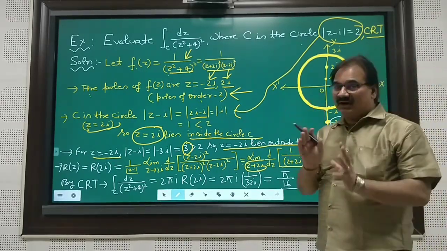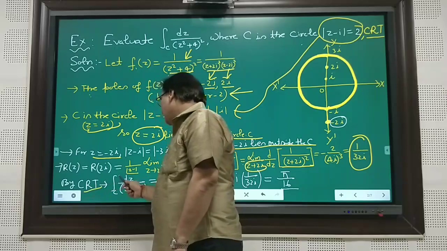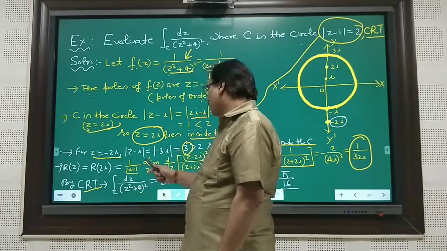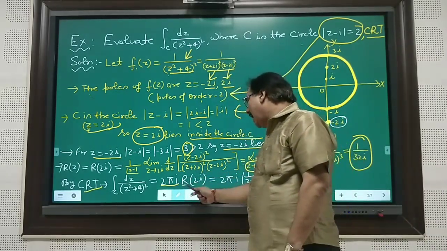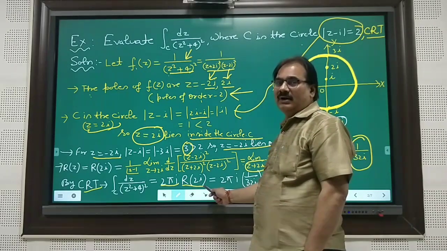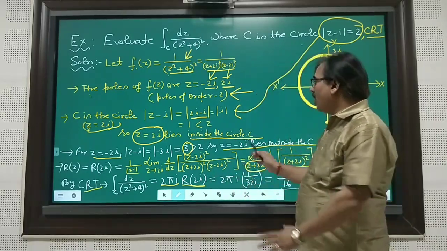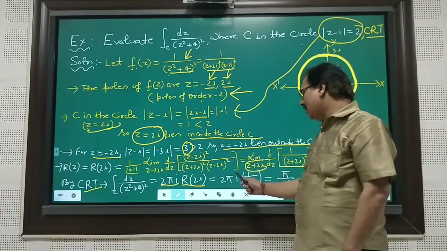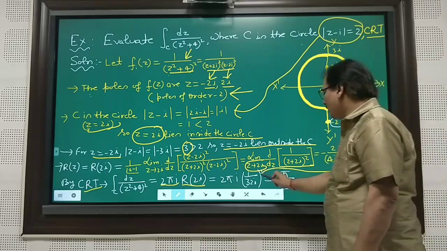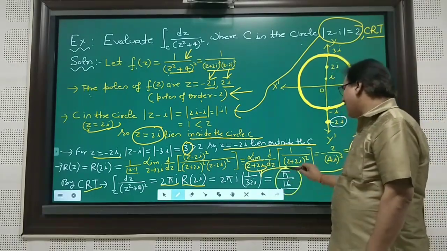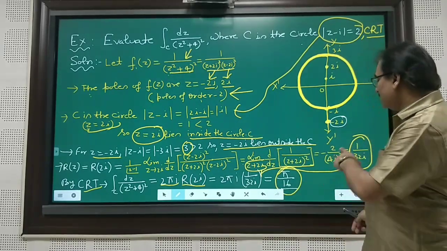Now just remember the statement of Cauchy's residue theorem. According to Cauchy's residue theorem, the integral over the closed curve C of dz over (z² + 4)² is equal to 2πi multiplied by the residue at 2i, or the summation of residues. So the summation of residue is what you got here: 2πi multiplied by 1 over 32i. After simplification, you will get π/16. So the evaluation of this integral with the help of Cauchy's residue theorem is π/16.